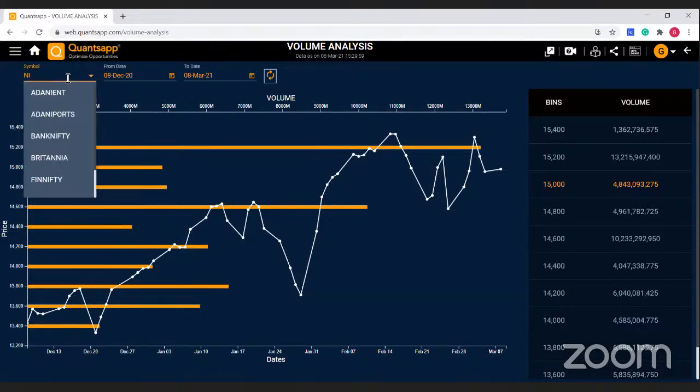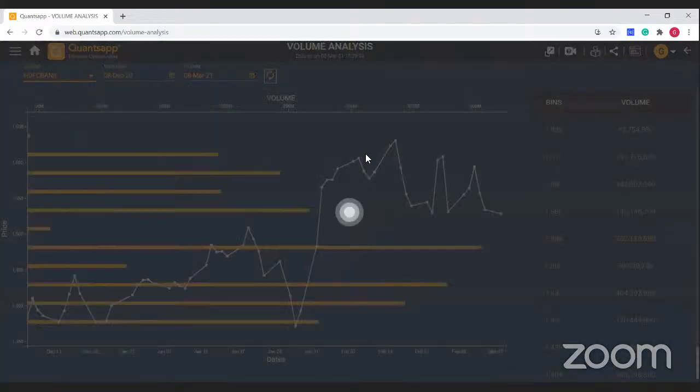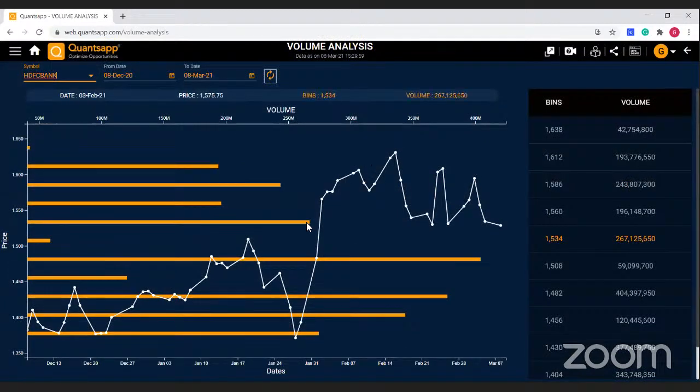If we take any other stock, let's say HDFC Bank, again you can see that most of the time when HDFC Bank has had a pullback or bounced up, it has bounced from its volume level, or the cluster zone nearby to its bin level. This is a very practical approach to how we can use these tools, whether it's day wise, intraday, or a longer period of time.